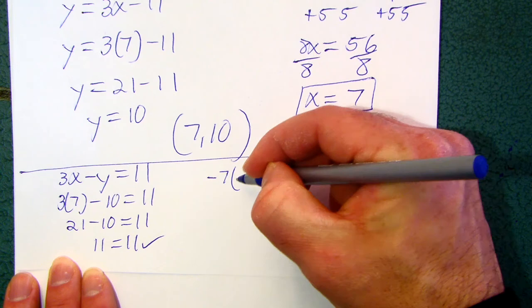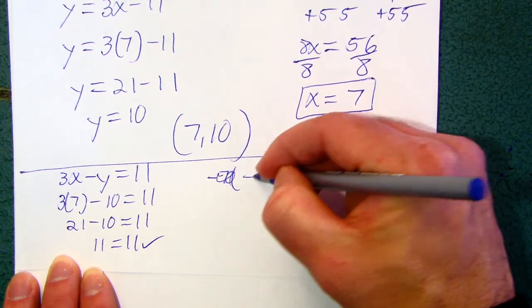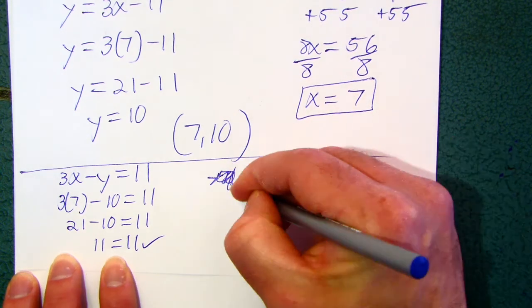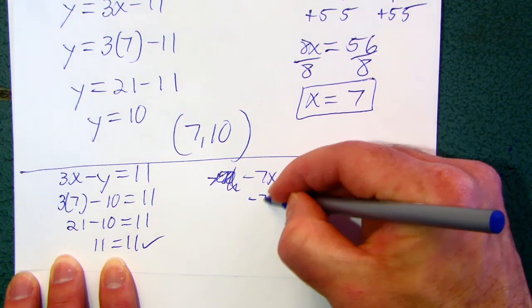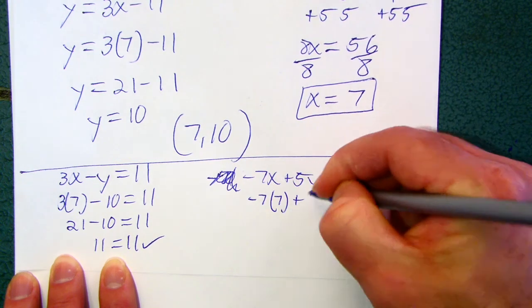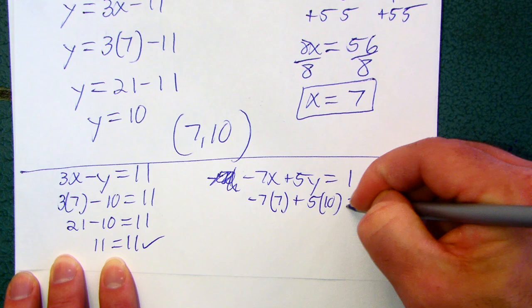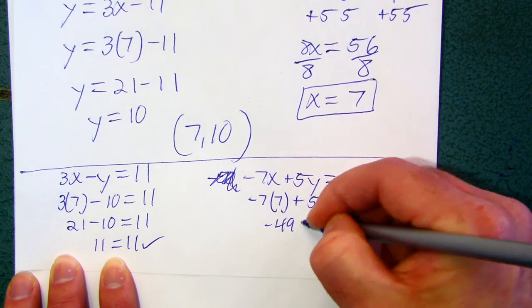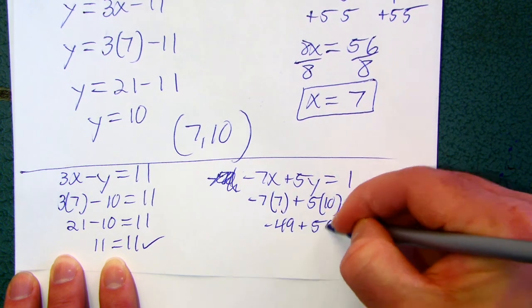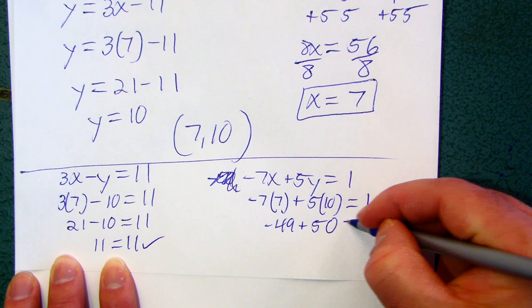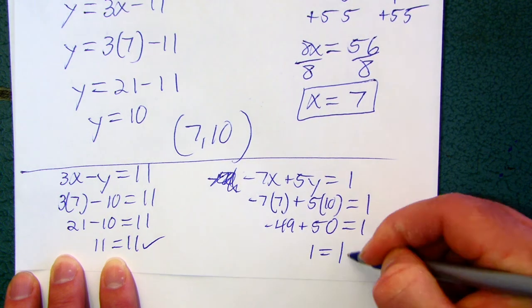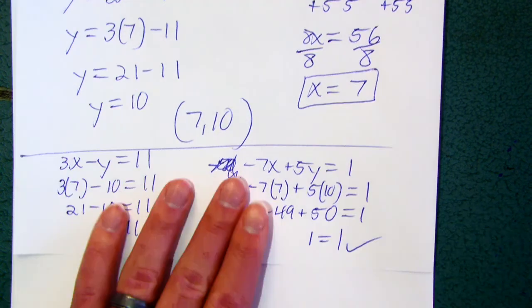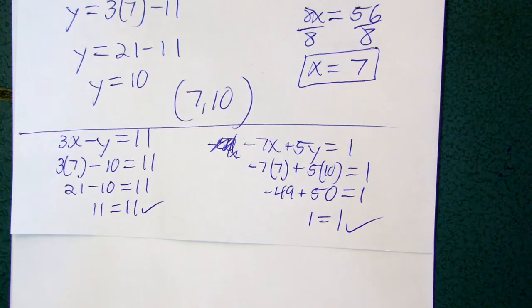Negative 7x plus 5y equals 1. So I get negative 49 plus 50 equals 1, which is perfect. 1 equals 1. So we're good to go. Again, that's all we're looking for, is that our equations come out to be equal to each other.